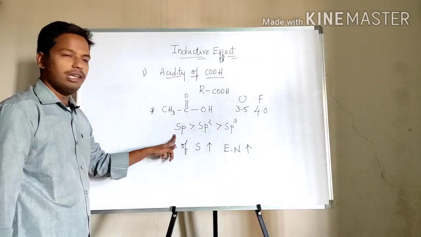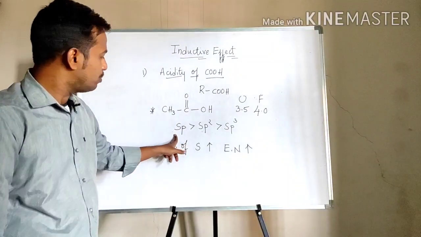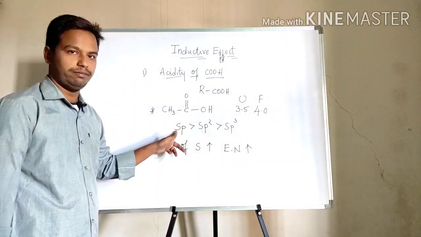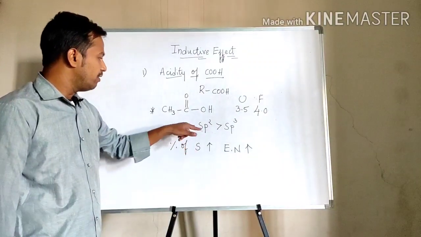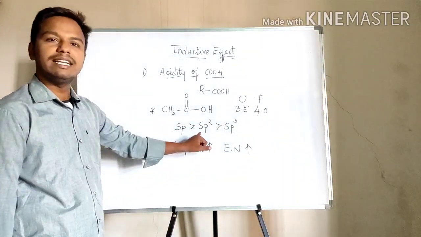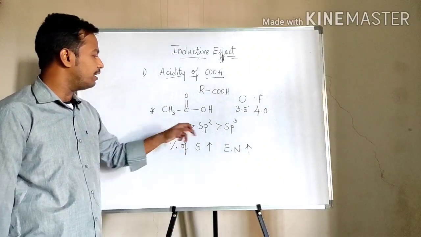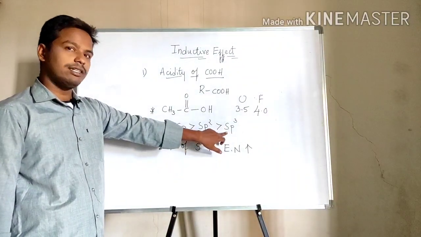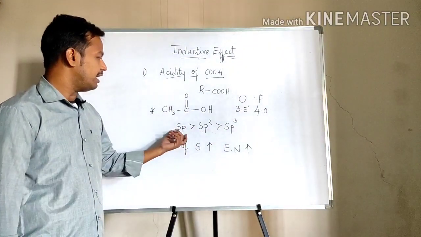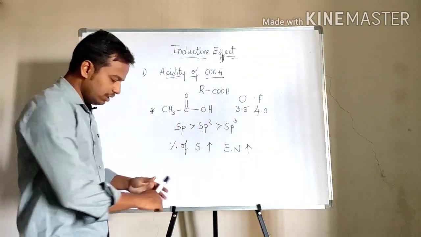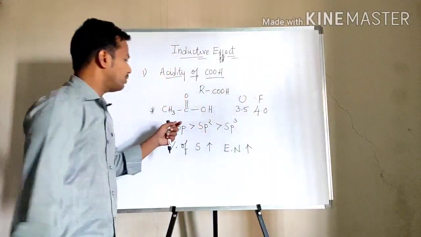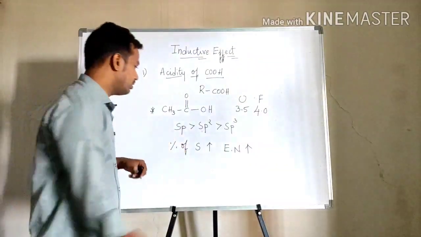In sp hybridization, the percentage of s is more; s and p are almost similar. In sp2 the percentage is decreased when compared to sp, and in sp3 it is decreased still further. That's why sp hybridization is more electronegative when compared to sp2 and sp3. So what is the use of this? I will tell you.